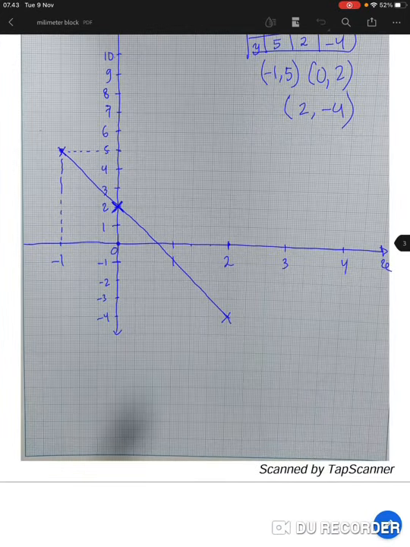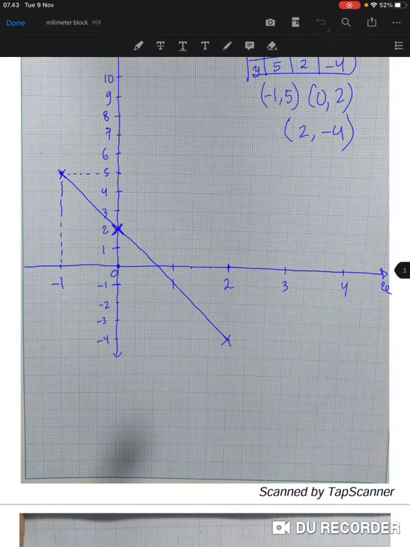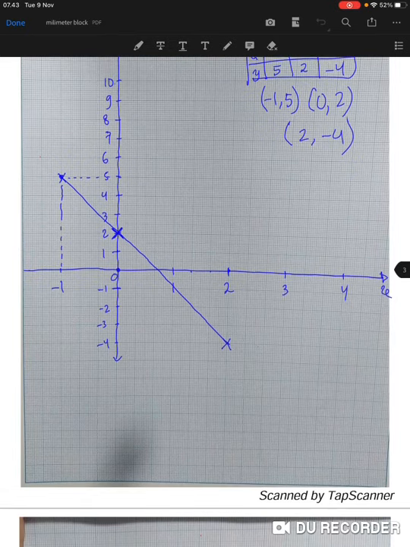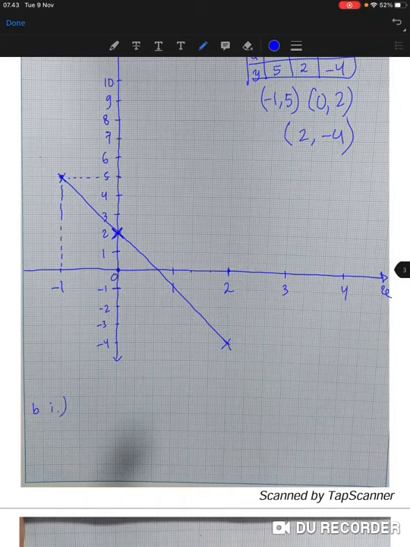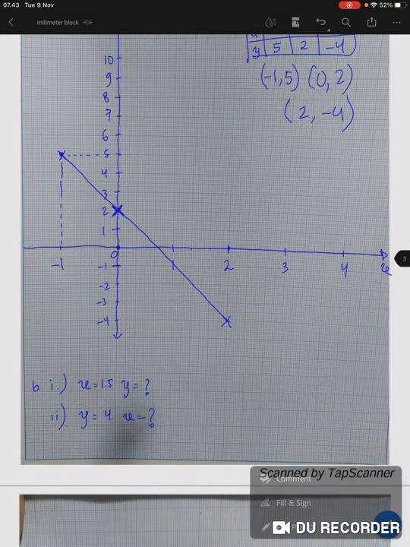You need to make the first one B(i). Hold on, I'm going to B(i): find the value of y when x equals 1.5, and then find the value of x when y equals 4. Alright, now the first one, I'm going to use the red color here.